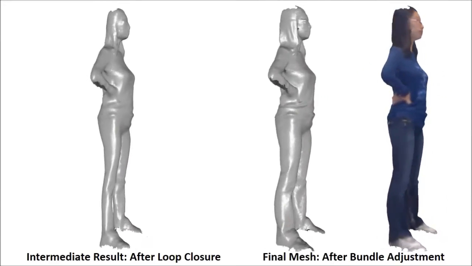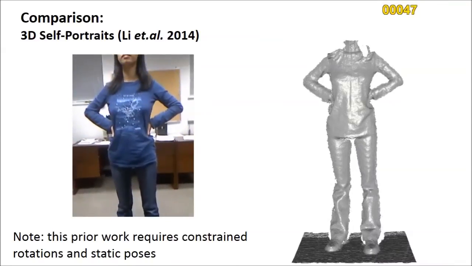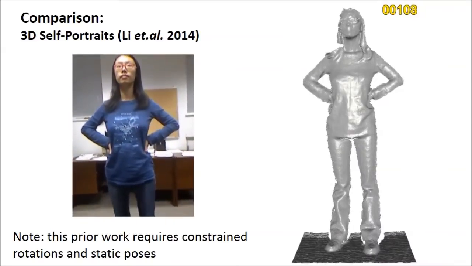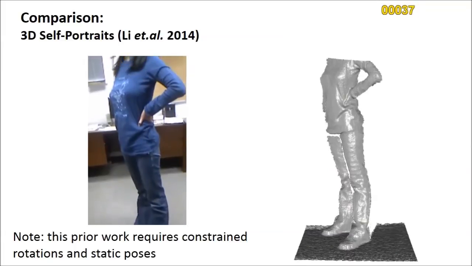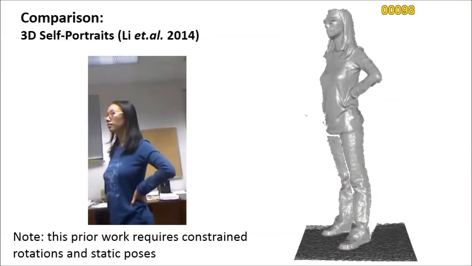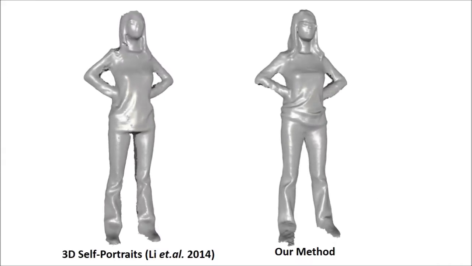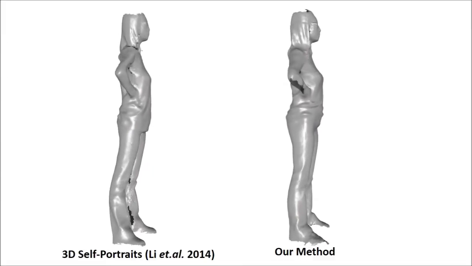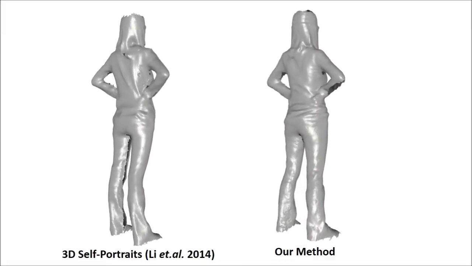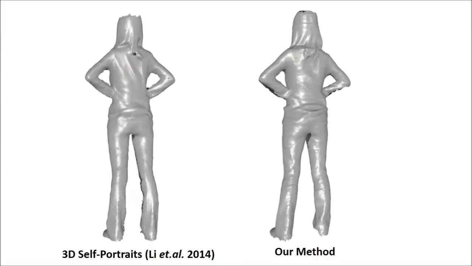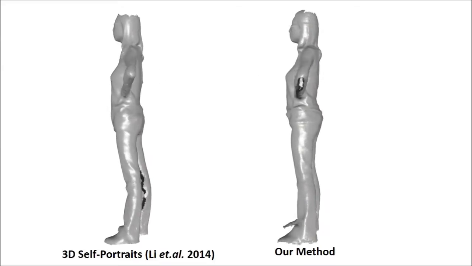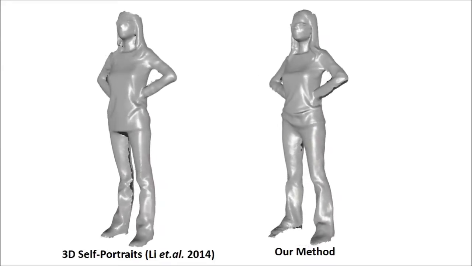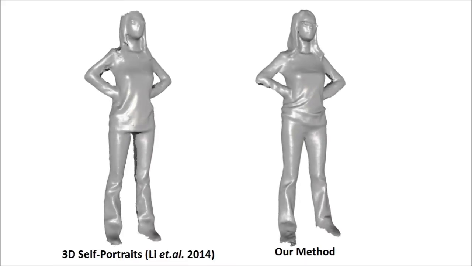In contrast, the 3D self-portrait system requires the user to hold still and wait for the system to finish a static scan, and then to turn around for other scans. Here, on the left, we show the scan results from the 3D self-portrait system. The right is from our system. Since our system allows for continuous motion, it fuses data from more perspectives and results in more facial details.